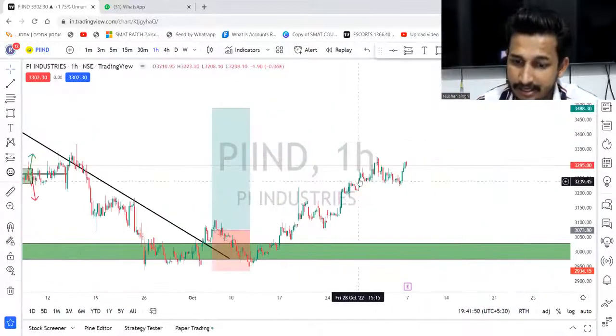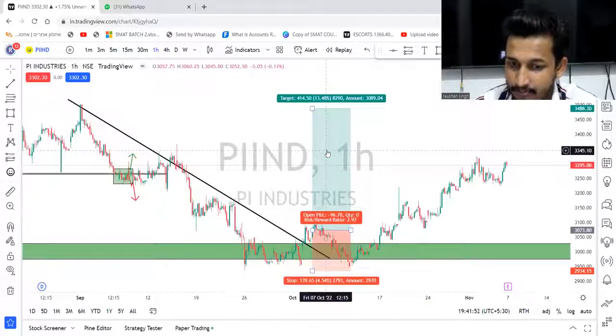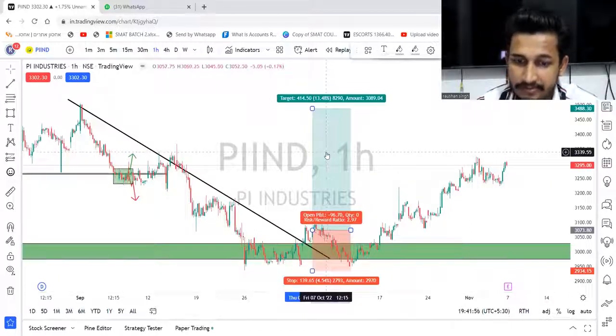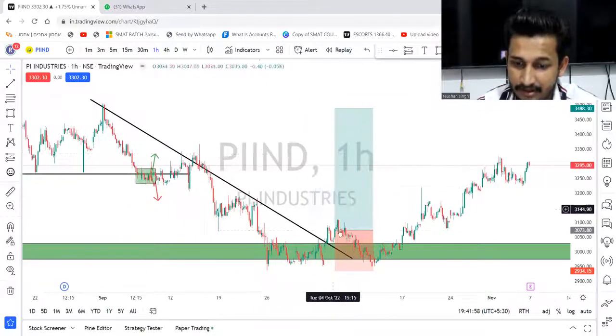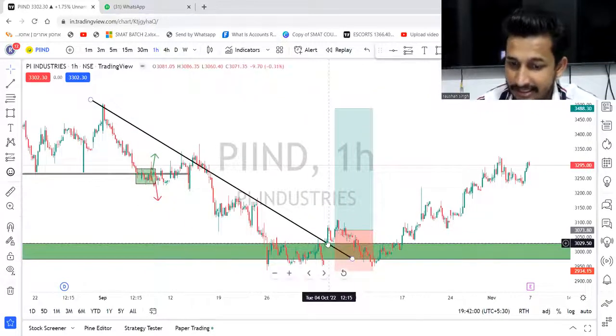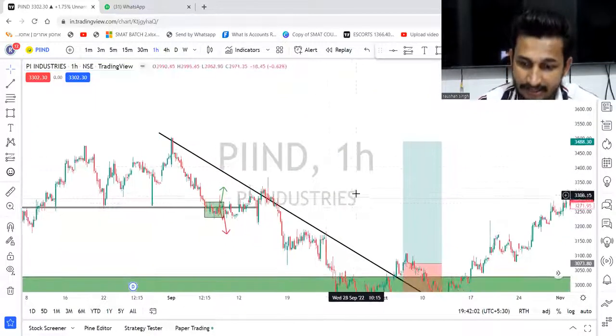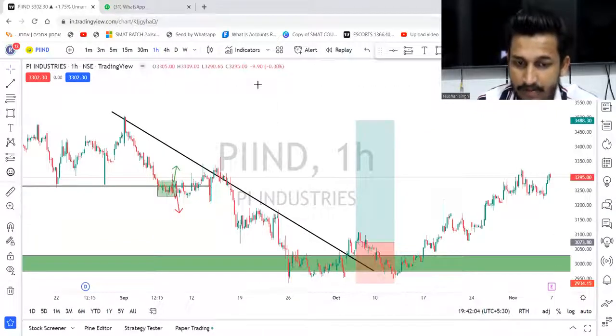Now you can see that it is going upside smoothly, where we are looking for almost 400 points, which means approximately 10% return. We have got it in this month. PI Industries has given us this one. Understood the logic of why and how we are going to take up the trade in short-term trading?